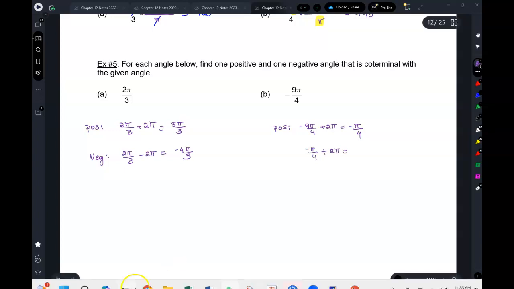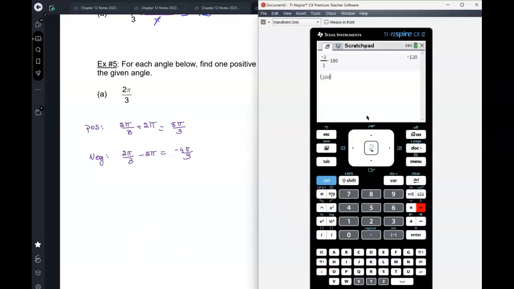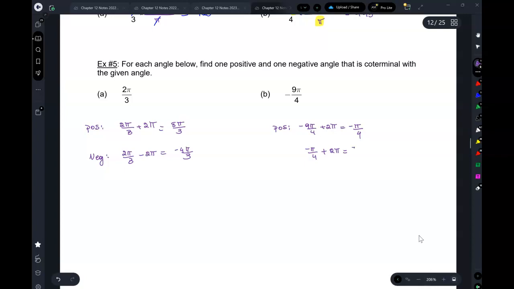So you do it on the calculator. You do negative 9 over 4 plus 2. You get negative 1 over 4. Now you're going to do plus 2 again, and you get 7 over 4. So now this is going to be 7 pi over 4. So take a look, this is the positive coterminal angle.